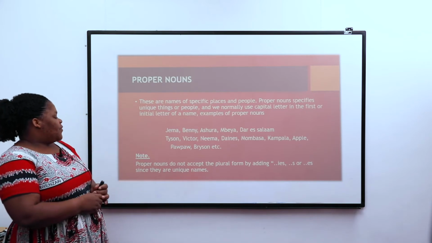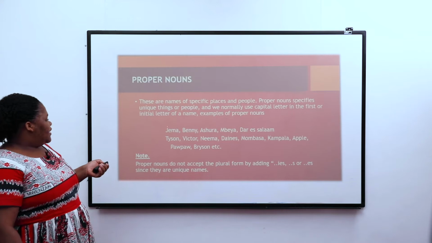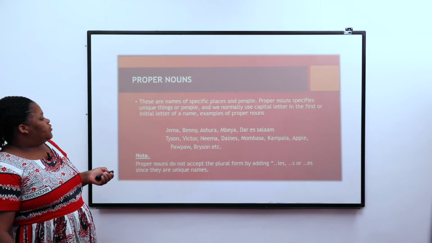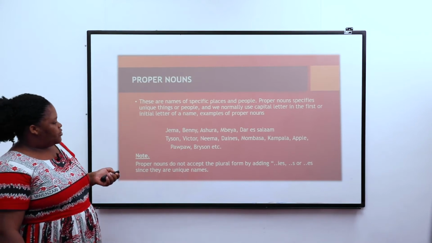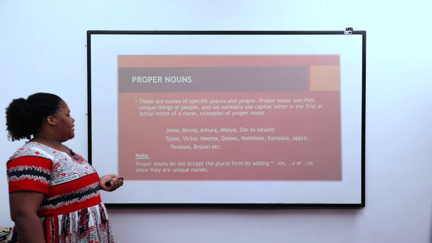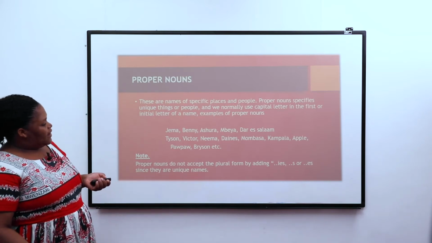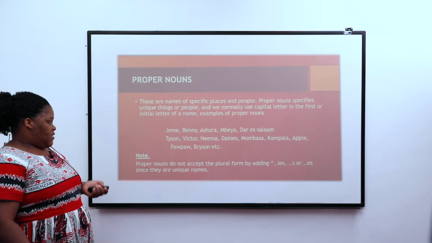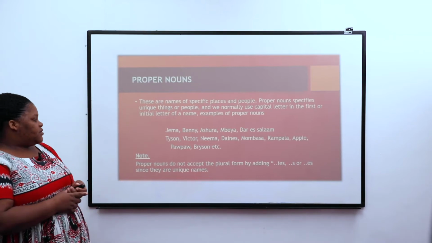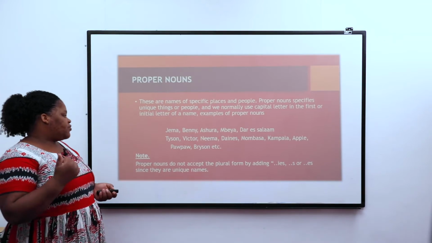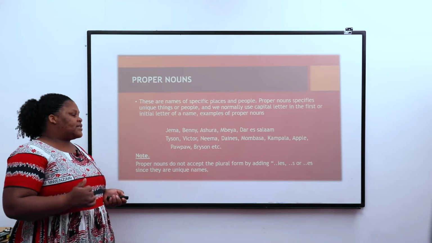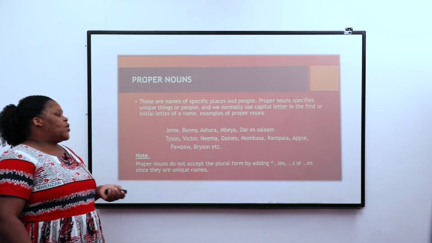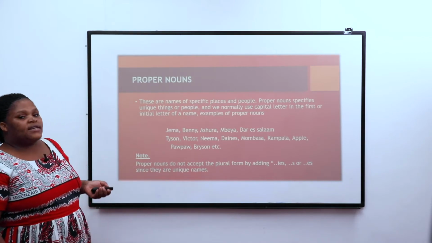For instance, here we have the name Gemma. The first letter has been capitalized. Big Ben, Big is capitalized. Ashura, Mbeya, Dar es Salaam, Tyson, Victor, Neema, Dines, Mombasa, Kampala, Apple, Popo, Bryson, etc. These are examples of proper nouns. Note in this that proper nouns do not accept the plural form by adding IES, S, or ES, since they are unique.